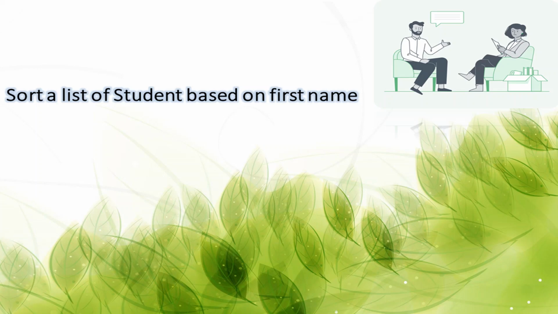You have a list of students, right? Yes. The class is Student and it has properties like first name, last name. And I have created an ArrayList of Student type, and I want to sort this list based on the first name property.